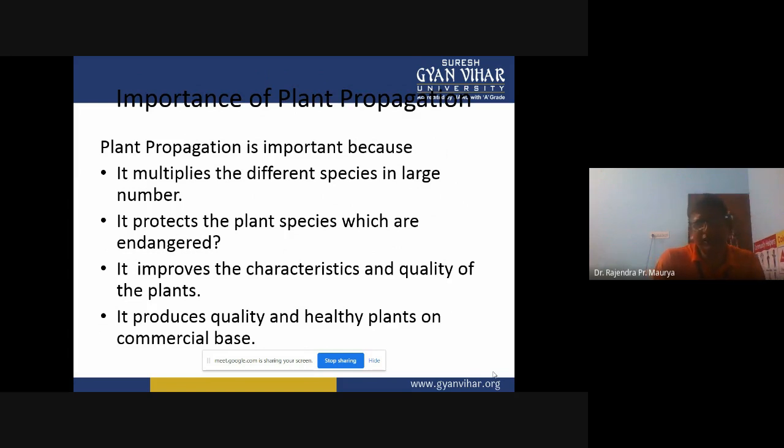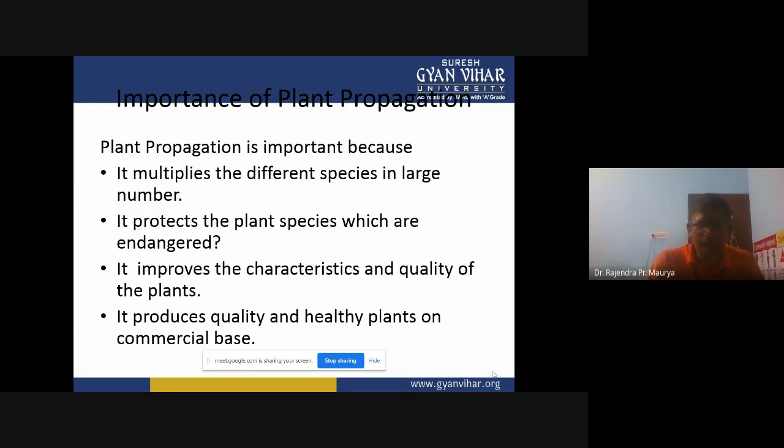Then the next one is that it produces quality and healthy plants on a commercial basis. No doubt, in vegetative or asexual propagation methods, we can produce quality plants and also healthy plants that are free from diseases or insect pests.